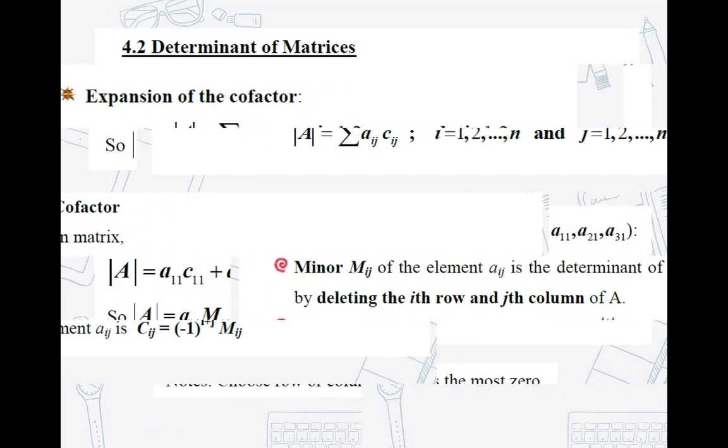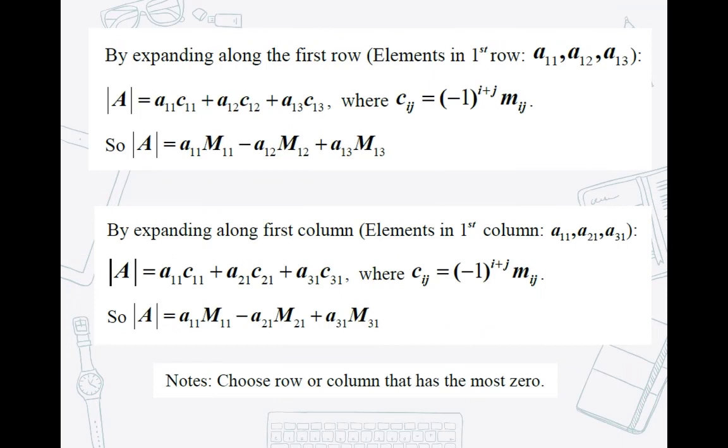Okay, so we look into the next notes for further understanding. We can find the determinant by expanding along the first row. What are the elements that we have in the first row? A11, A12 and A13. Since the previous note said that we have to find the summation, to find the determinant of A, you have to find A11 multiplied with the corresponding cofactor, plus A12 multiplied with the corresponding cofactor, plus A13 multiplied with the corresponding cofactor. So this is the formula for determinant.